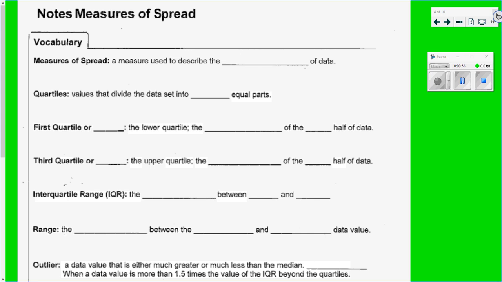When we look at the measures of spread, what we're talking about is a measure that is used to describe the distribution of the data. So how far spread out it is.